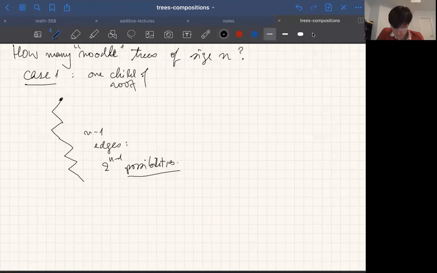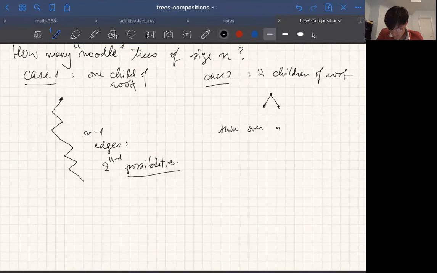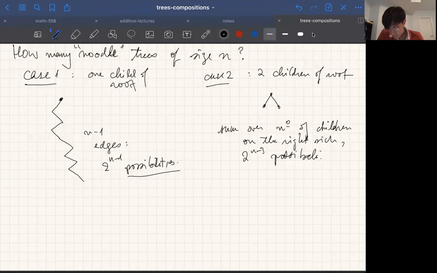Okay, in case 2, 2 children of the root. And so here we sum over the number of children on the right side, and 2 to the n minus 3 possibilities in each case.